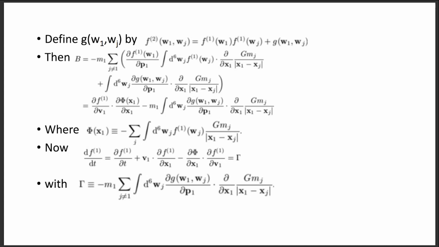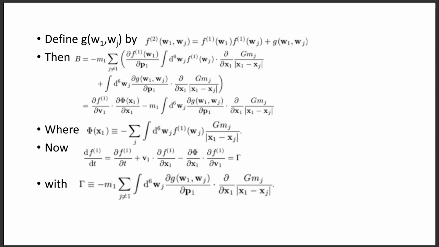That the rate of change of F1 when you ride along with w1, so that is the explicit derivative with respect to time, plus the derivative with respect to place times the rate of change of place, plus the derivative with respect to velocity times the rate of change of velocity, which is minus dφ/dx. So this total derivative is equal to what's conventionally called the collision integral, where our expression for the collision integral is this.